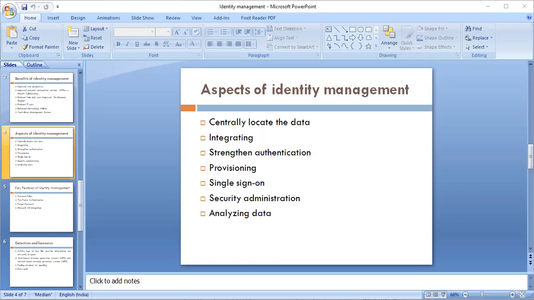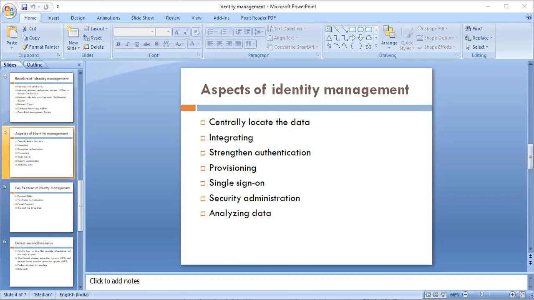Apart from this, integrating is another aspect. The identity management system must effectively integrate with other systems, because we have various configurations of different systems, and over cloud computing so many devices, so many systems are going to collaborate and integrate over one platform. So our identity management mechanism should be such that it easily integrates with all the devices and all the systems, and it must be quite flexible.